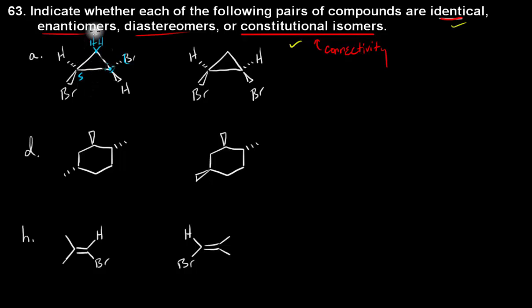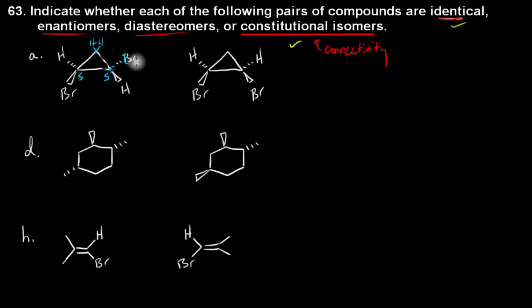So if we had this mirror, hydrogen would be in the back, bromine would be in the front, and since it's a mirror image, we would have to flip S to R. But since we don't have that, that means this guy must also be an S. Okay, so that's the quick way to do it. Let's do it the slow way.